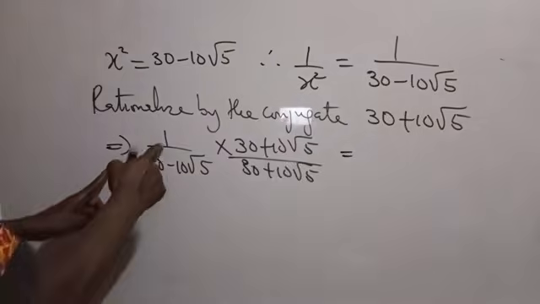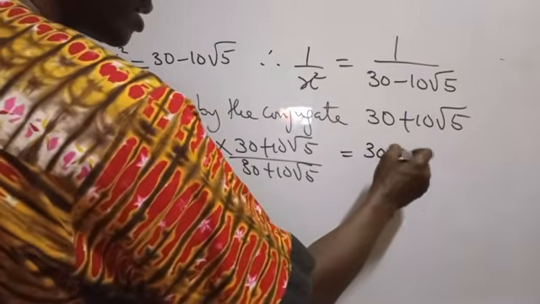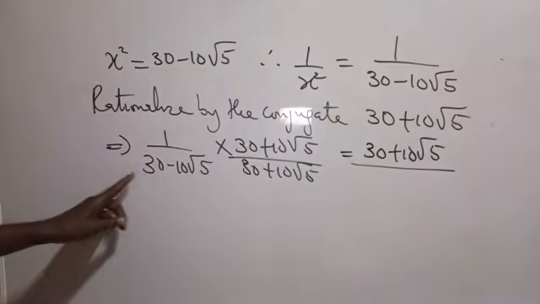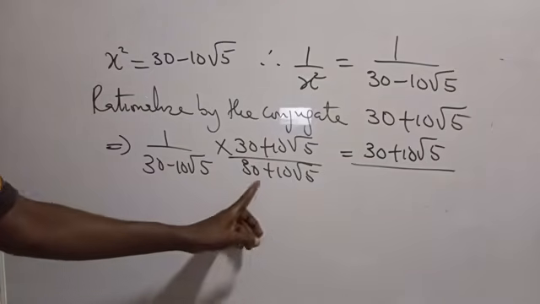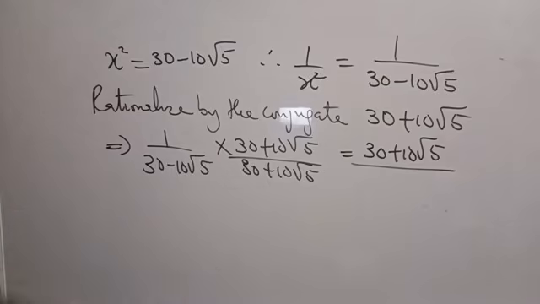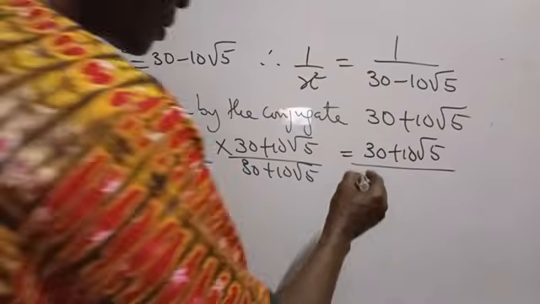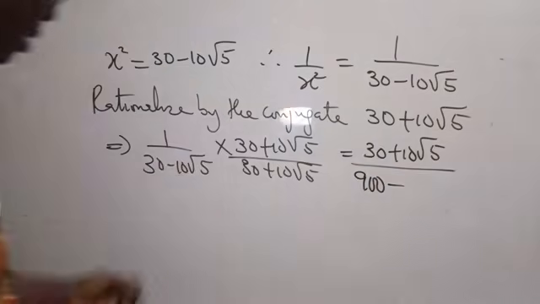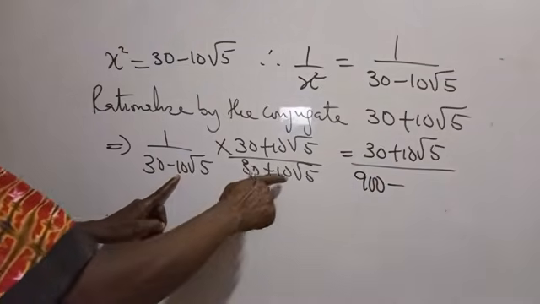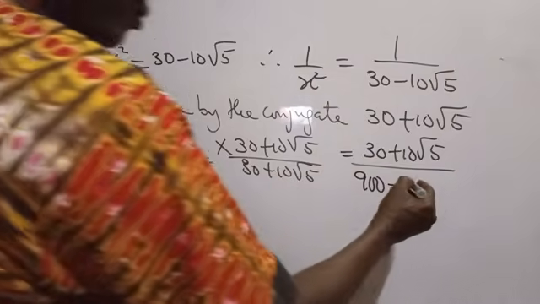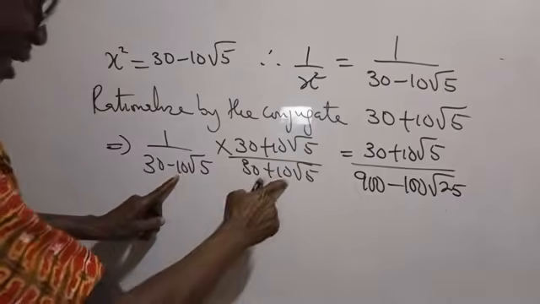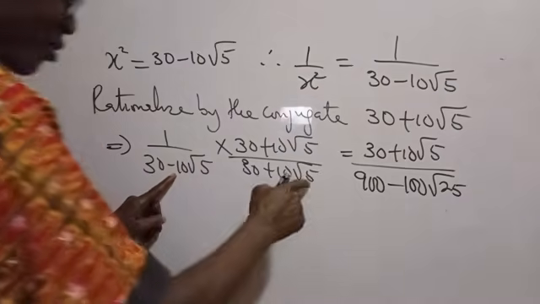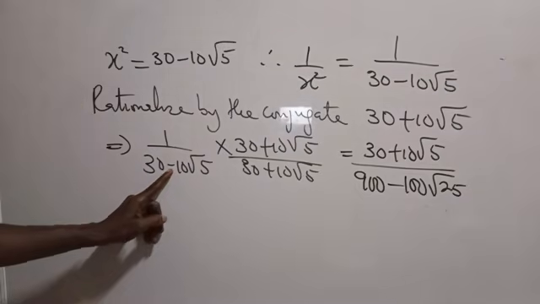So now 1 times the whole of this is 30 plus 10 root 5 all over. Now pick it one by one without wasting your time. This is a trick. Whenever you are multiplying the denominator by its conjugate, it's going to give you something like a difference of two squares. How? 30 times 30 is 900, minus the square of this now. 10 root 5 times 10 root 5 is 100 root 25. You know, 10 times 10 is 100, then root 5 times root 5 is root 25. So minus times plus is minus.